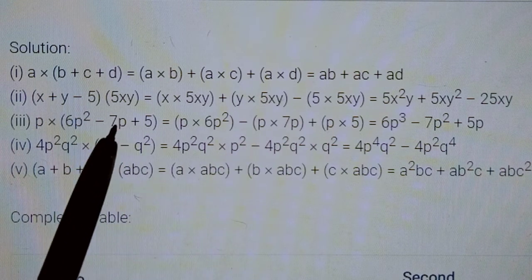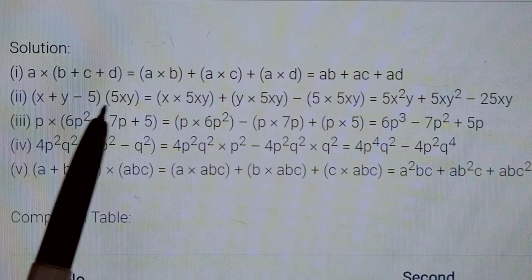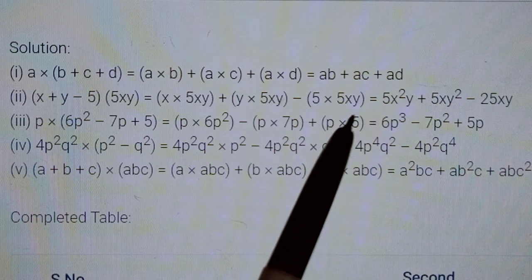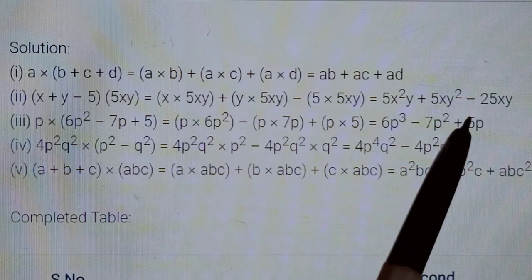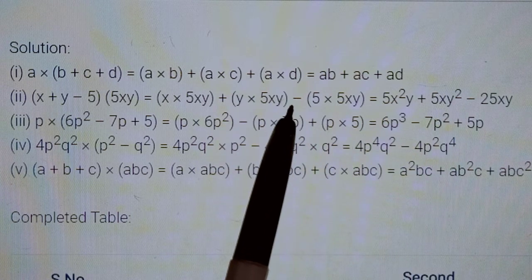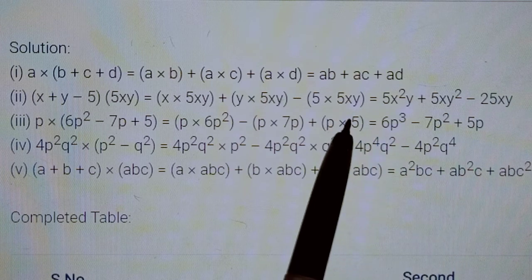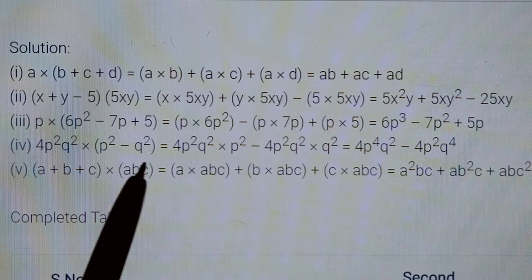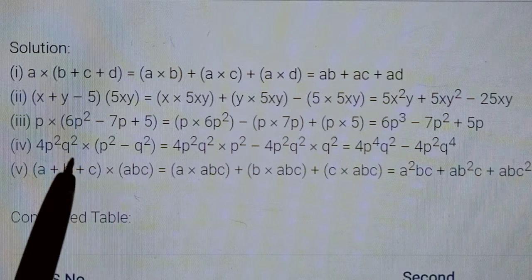Okay, so the answer would be, with x it will give you 5x square. One x was already there, one more from here, so 5x square y. Then with y it will become 5xy square, and with minus 5 it will become minus 5 into 5, which becomes minus 25, and xy will be written next to it. Okay, so same idea, beta. I think you can try all these questions on your own and complete the table.